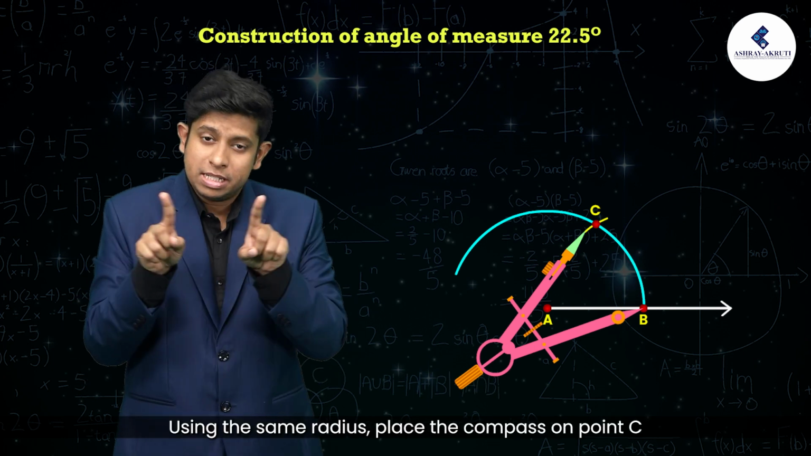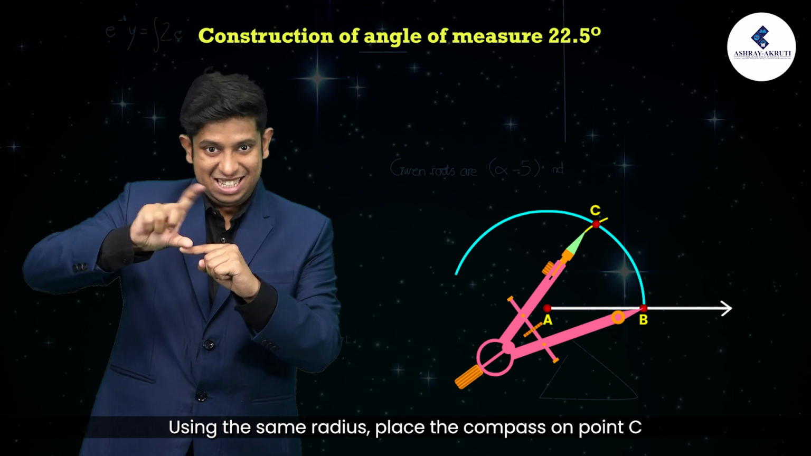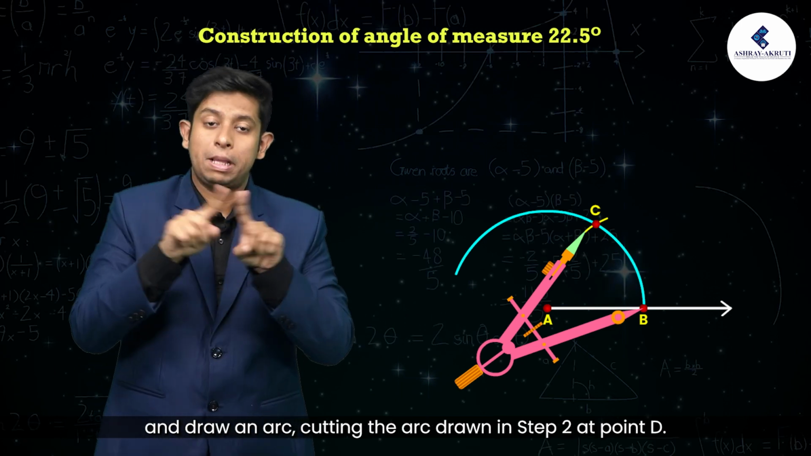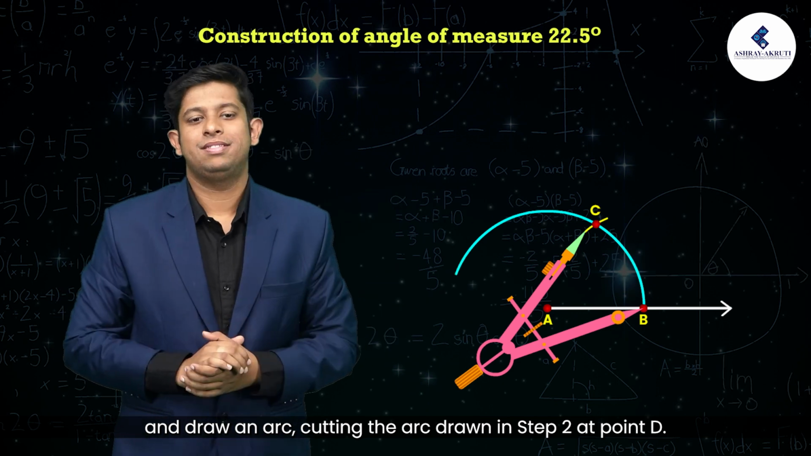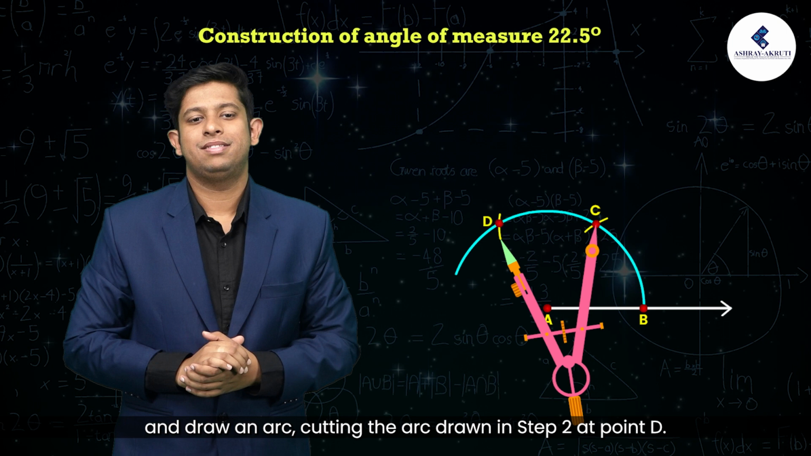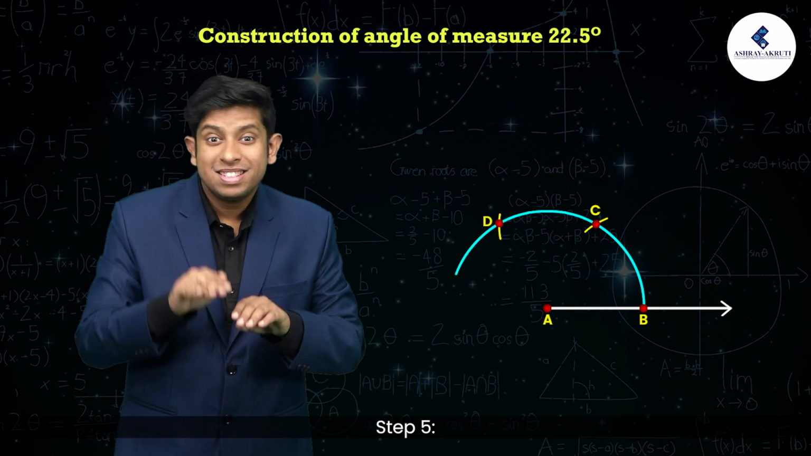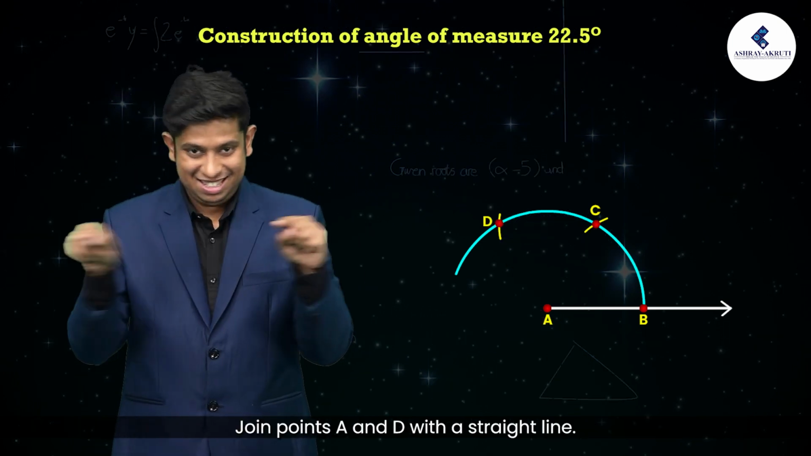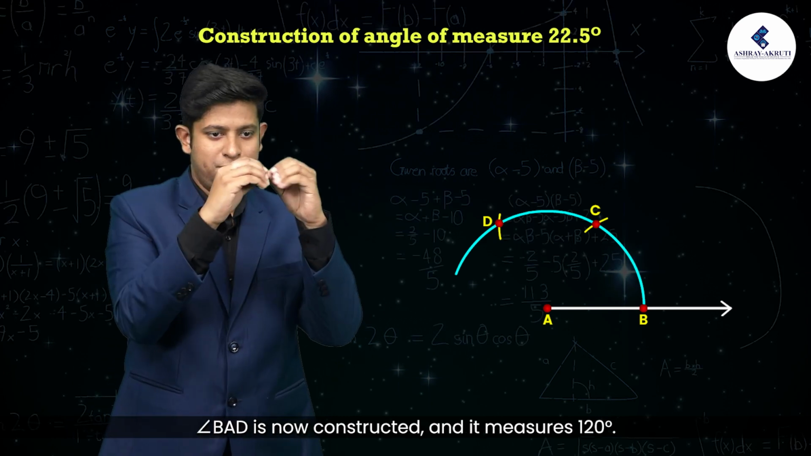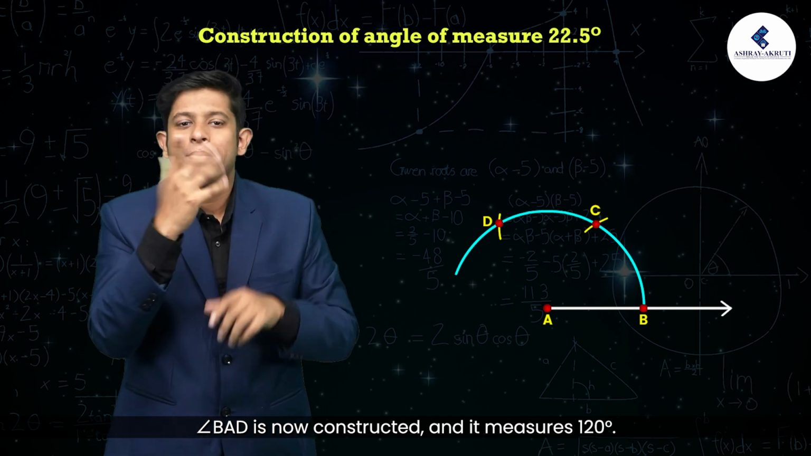Step 4. Using the same radius, place the compass on point C and draw an arc, cutting the arc drawn in step 2 at point D. Step 5. Join points A and D with a straight line. Angle BAD is now constructed and it measures 120 degrees.